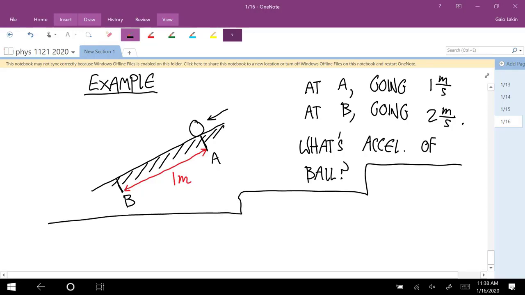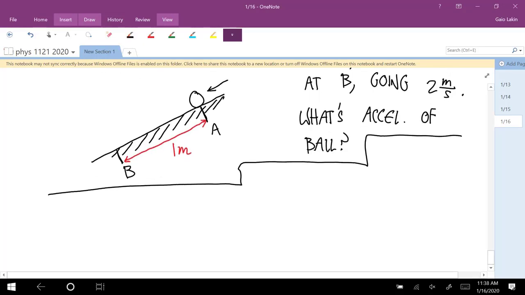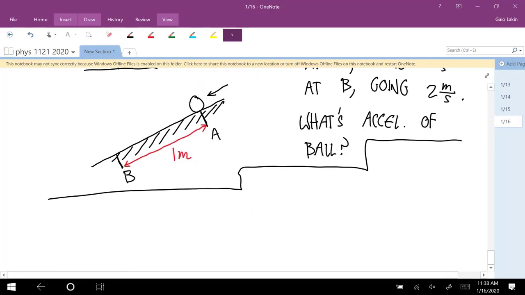So this is a case where the acceleration is going to be constant the whole time. That's just something, it's not obvious that would be true, but it just happens to be true. We'll do labs where we see that. Okay, so how are we going to calculate this? It's constant acceleration, so we know all three of those equations apply.